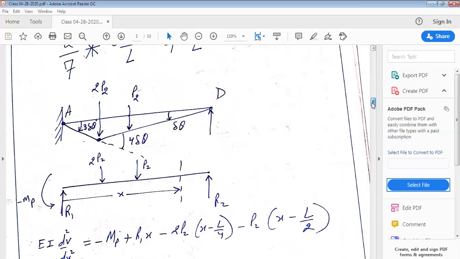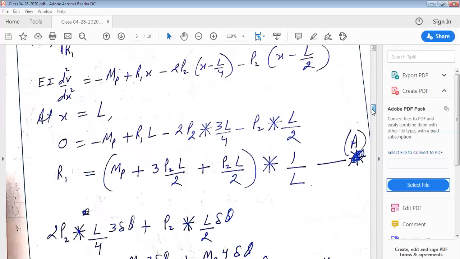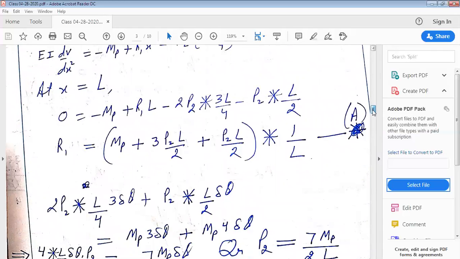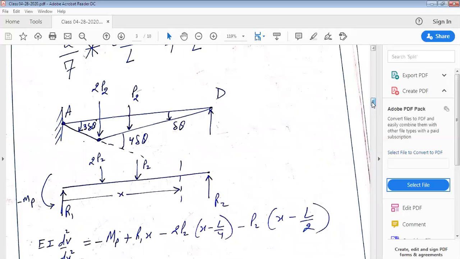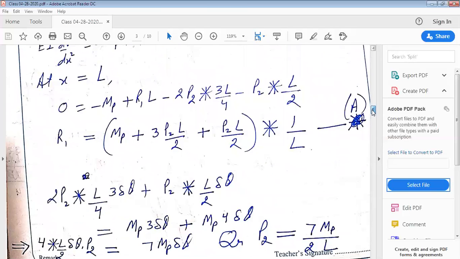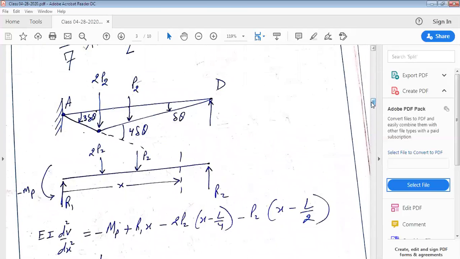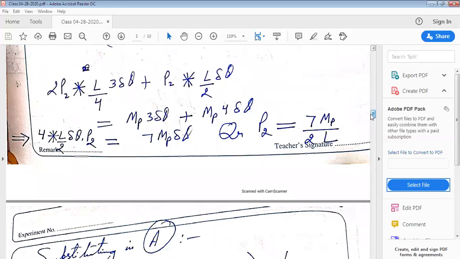And also now let us calculate the external virtual work here. The external virtual work would be 2P2 into L by 4 into 3 delta theta plus P2 into L by 2 delta theta. This we can see from here. And the internal virtual work we can see has to be Mp into 3 delta theta plus Mp into 4 delta theta. So this gives us P2 equal to 7 Mp by 12.